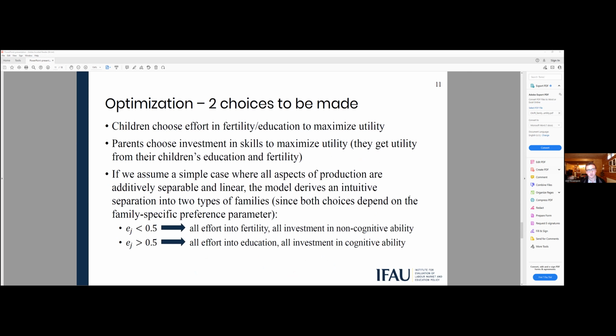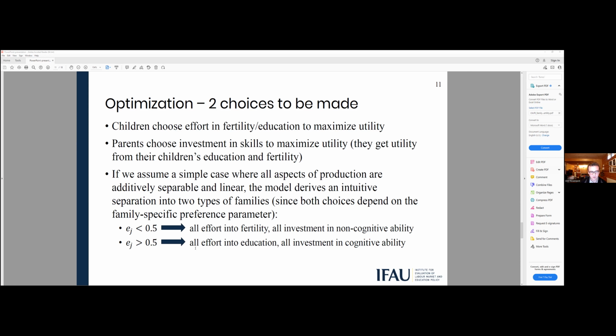And then we have an optimization. So children choose effort in fertility and education to maximize utility. Parents choose investment to maximize utility. And because both these choices will depend on the family-specific preference parameter, in the simple case, you're going to have a separation into two families. If the preference for education is below 0.5, all effort is going to be put into fertility, and all investment is going to be in the non-cognitive ability. And the opposite if the weight for education is above 0.5.